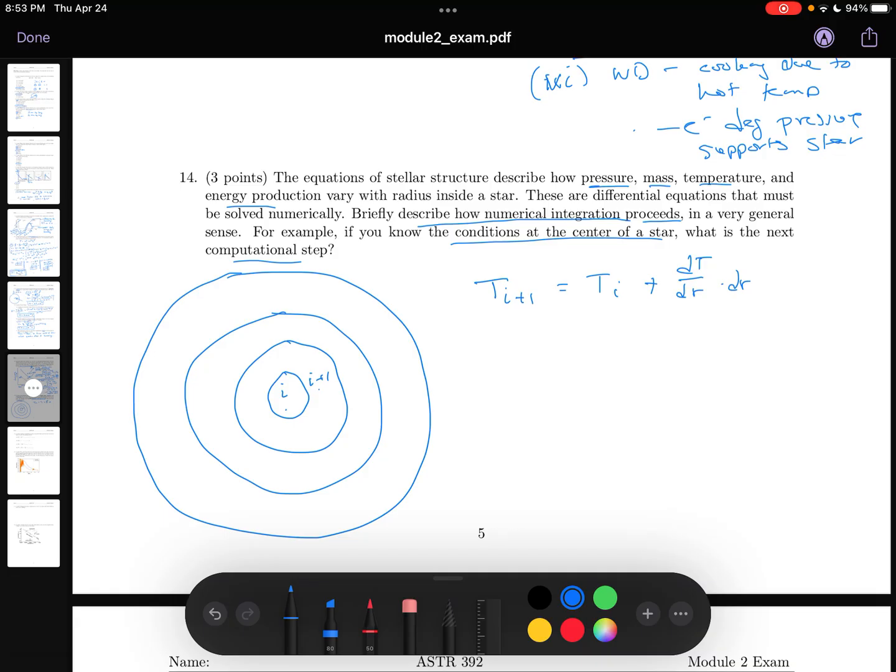So it's just kind of like an Euler way of thinking about it. And you could say the luminosity in the outer shell is the luminosity in the inner shell, plus the equation for how luminosity changes with radius times our step delta r. And then same thing for the mass. If you want to know what the mass is in i plus 1, it's the mass in the inner shell, plus some description of how mass changes with radius times delta r.